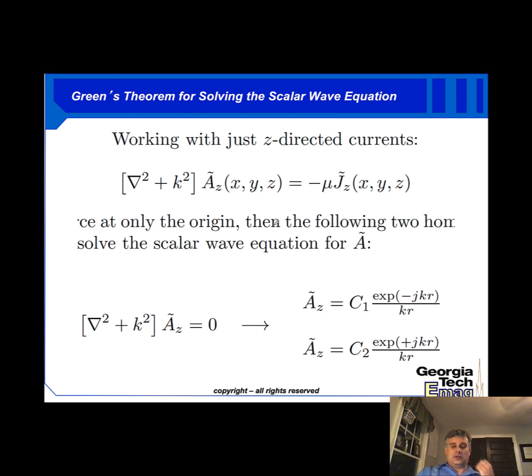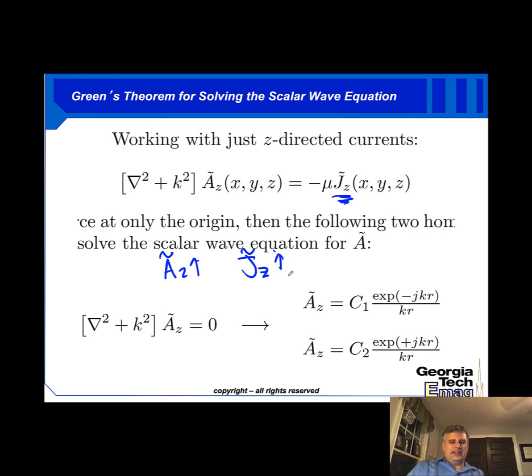So, Green's theorem for solving the scalar wave equation. Basically, let's say, hypothetically, that the vector magnetic potential that we're solving for, first of all, only has a z component, which means we are only considering z-directed sources, z components of our current density, because that's what produces z components of A.